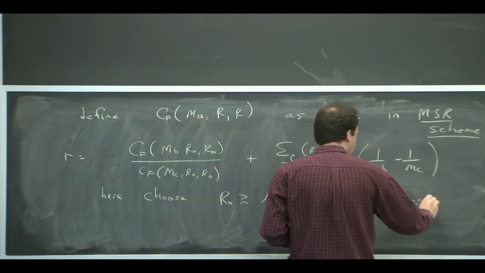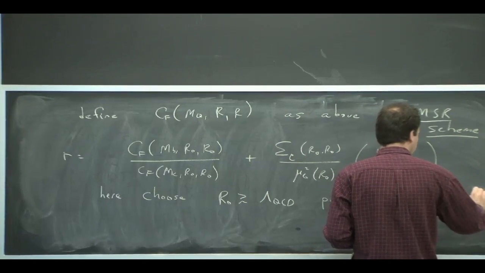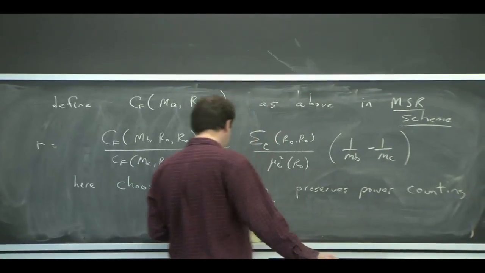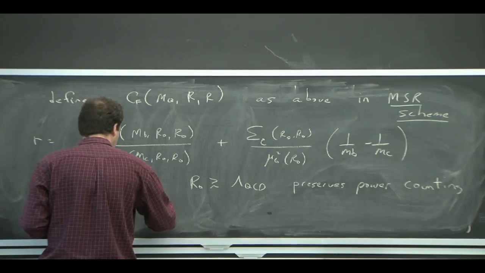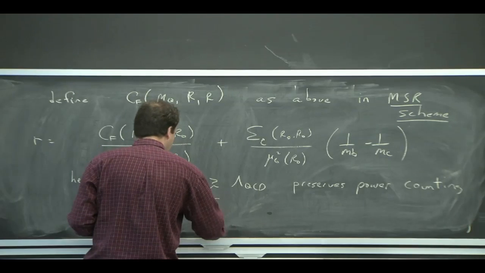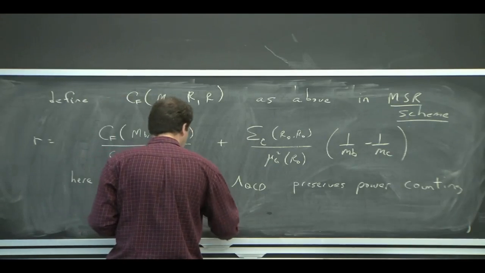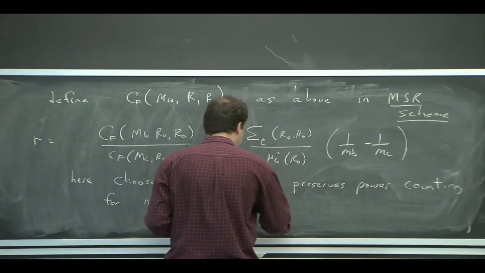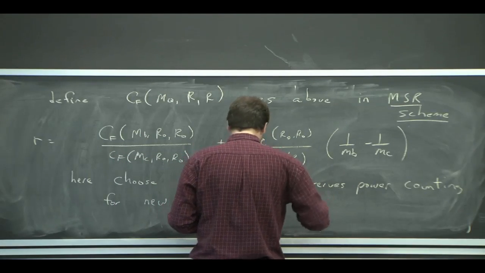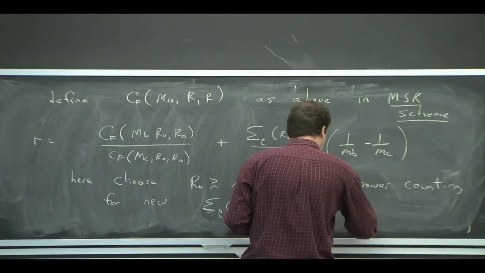So power counting is important when we're making expansions. In some sense, it's key. And if we thought that the original MS bar matrix element was dominated by the scale lambda QCD, we better not screw that up when we make a change of variable.